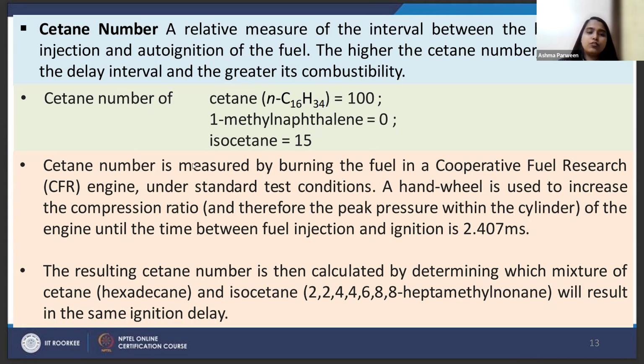We can also determine the cetane number by burning the fuel in a cooperative fuel research engine. In this engine, the fuel is burned under standard conditions, and then we get the cetane number using this procedure. We calculate the cetane number by determining the mixture of cetane, that is hexadecane, and isocetane, what the proportion of these in the mixture is, and then we calculate the cetane number from this.